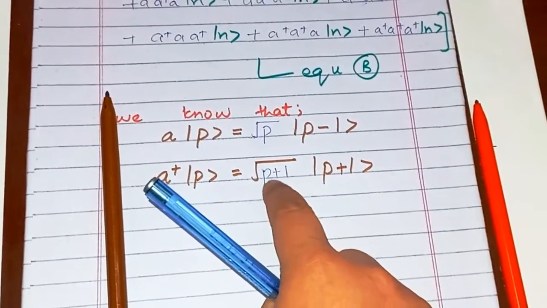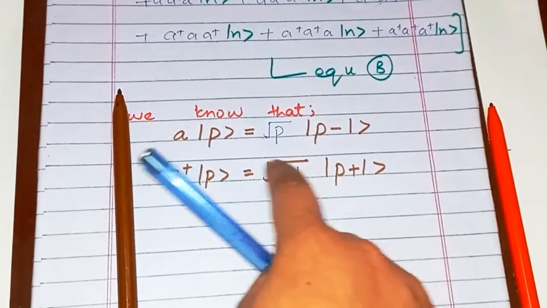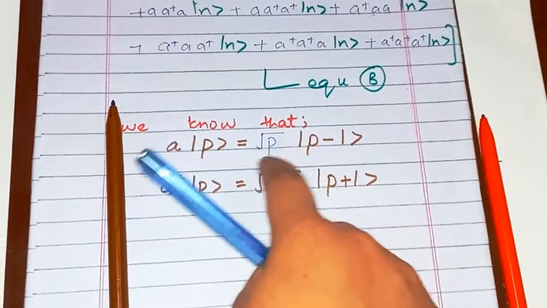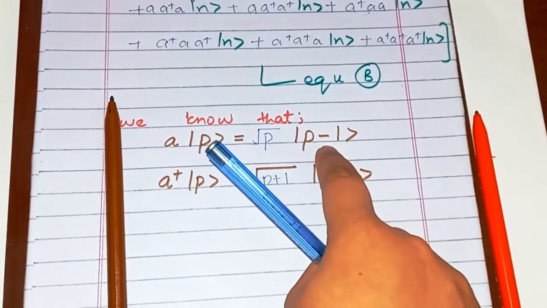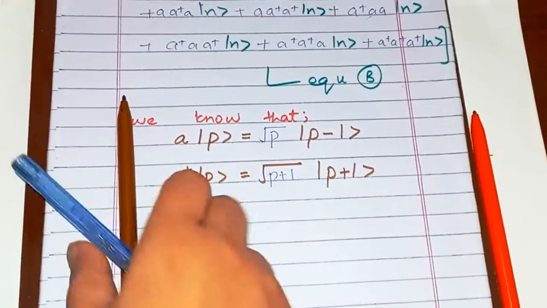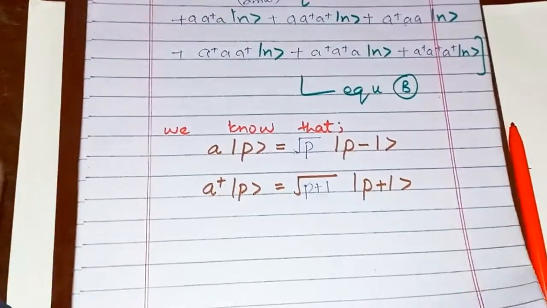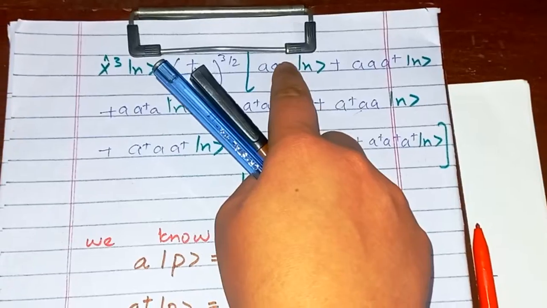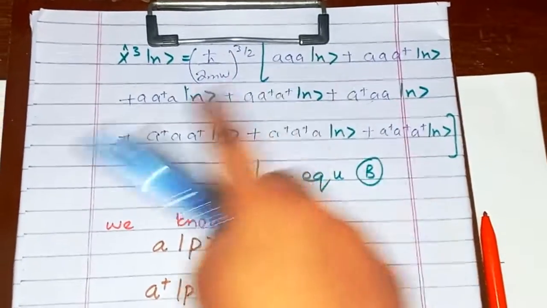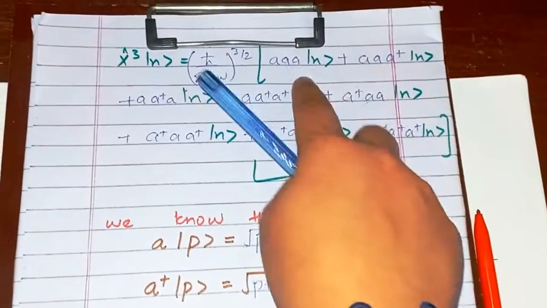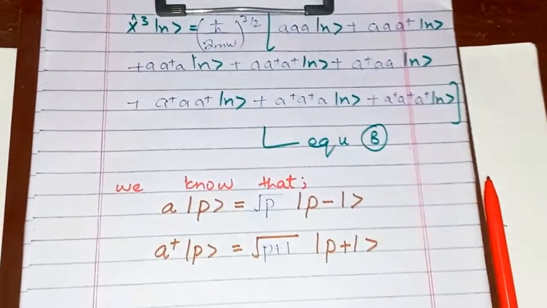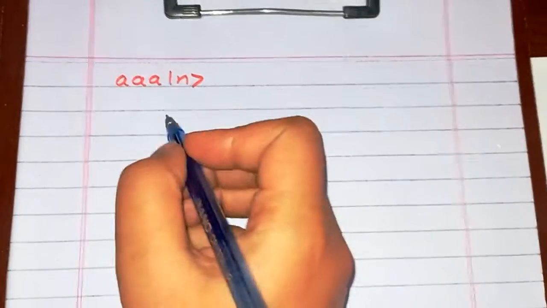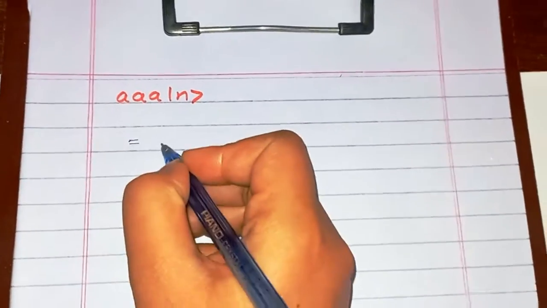Okay, we have a similar thing: the raising operator gives the square root of a constant, also in the ket, but in the lowering operator we just have the square root of p, and the state reduces by 1, as we can expect from a lowering operator. So using these two formulas we can find out what these things are equal to. Let's do that one by one for each of these terms. This is the first term, and we'll apply the operators one by one.